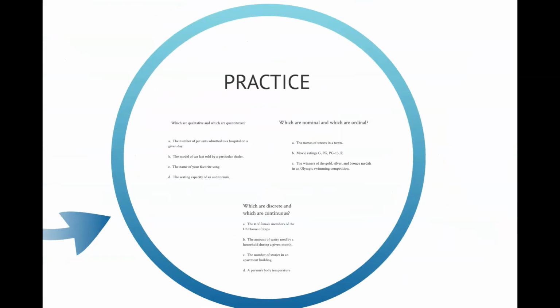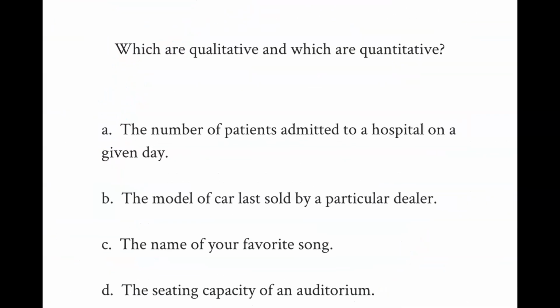Okay, so let's do a little bit of practice here. Which are qualitative and which are quantitative? The number of patients admitted to a hospital on a given day. So it's a number, it's numerical. Your guess at this point should likely be quantitative because it is numerical, but again, just because it's a number doesn't make it quantitative. You also at some point could be interested in doing some math on the number of patients admitted to a hospital on a given day. Maybe you would compute an average of that or something. So example A would be quantitative.